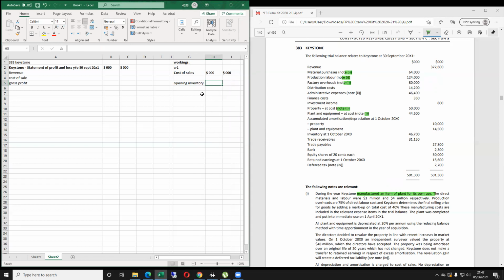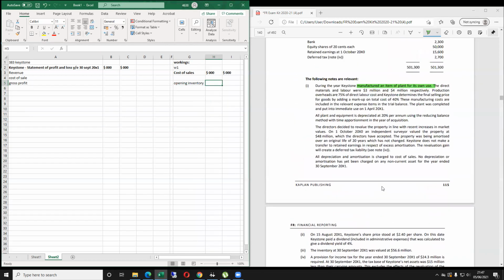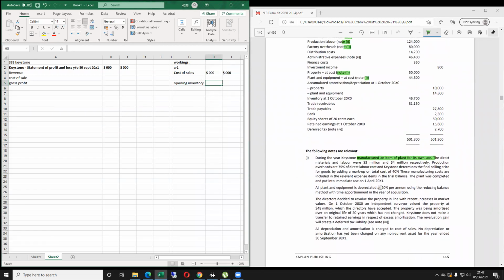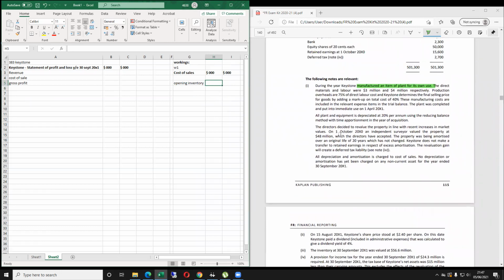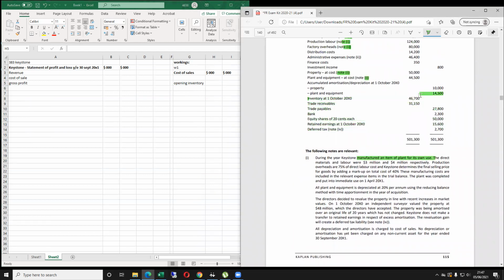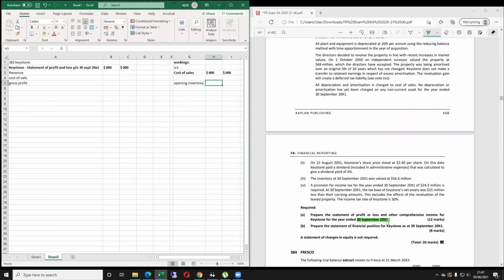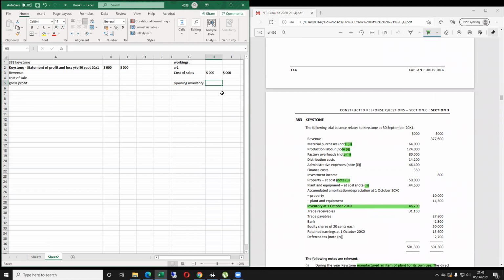Opening inventory. Let's see where is opening inventory. See this, 30th September is our year end. It means the year must have started on October. So see this information, where is it? Wait, what did we look at? Inventory. Oh, this is our opening inventory, because this is x0, and we are generating our accounts for x1. So this is our opening, 46,700 is our opening.